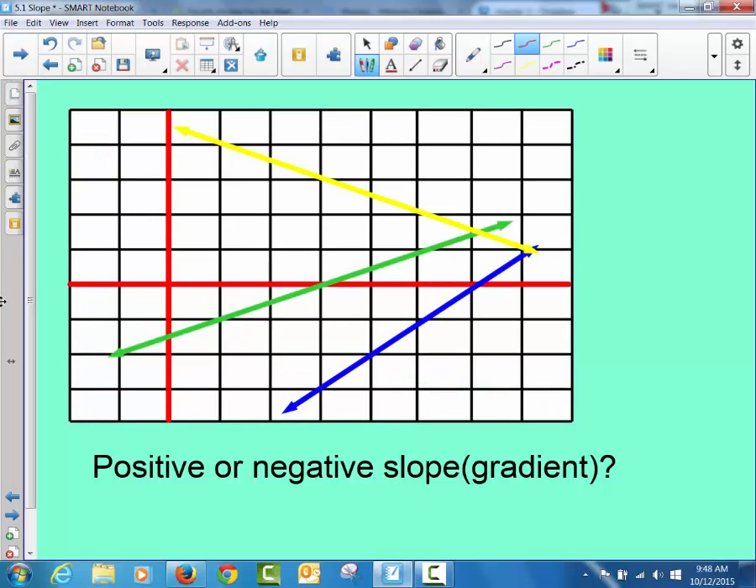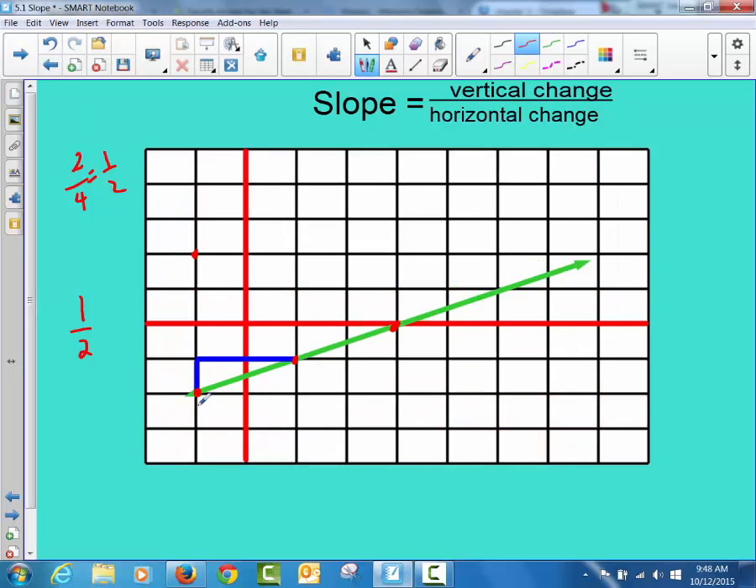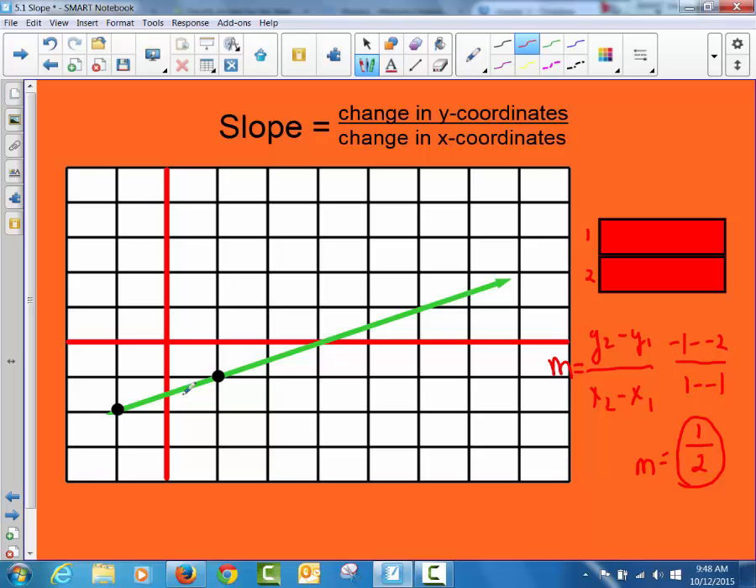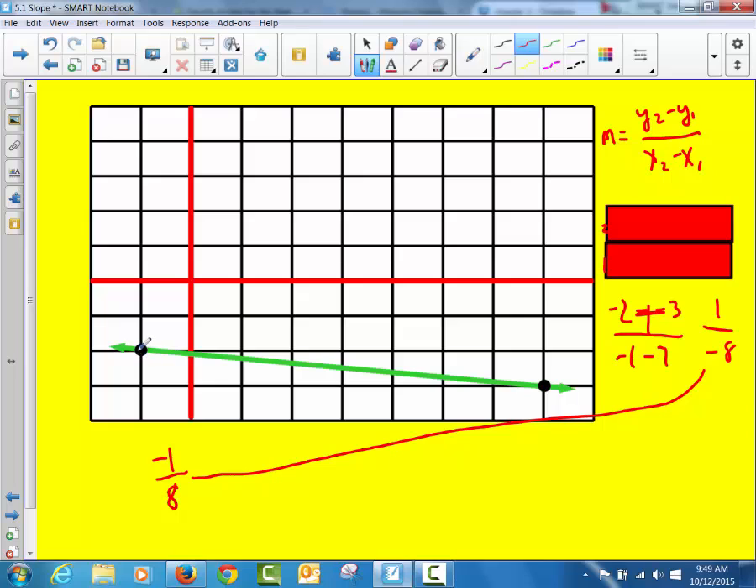Alright, now look at these lines, positive or negative slope. Let's look back over here. This line started low and went high to the right, and it had a positive slope. Same line, so it should. This line started low and went high to the right, positive slope. This line started high and went down to the right, and it had a negative slope.